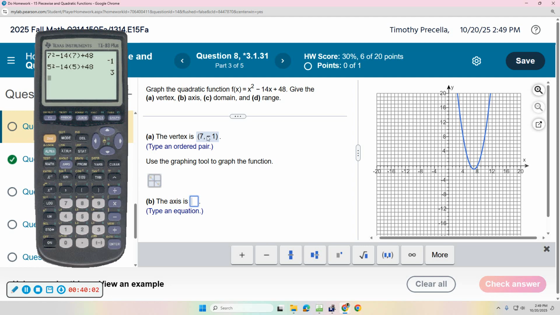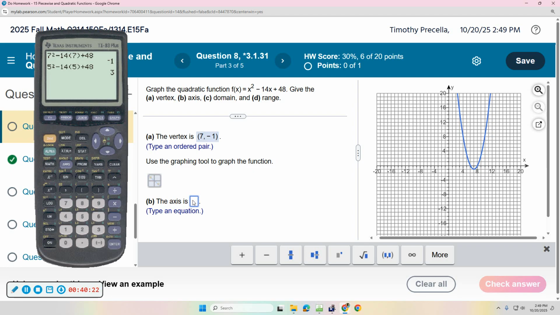Which one of these numbers goes in for the axis? We haven't done the vertex. Let's do the axis. We did it right. I'm telling them, one of these numbers is used in the axis and one's in the range. Which one am I going to use here?